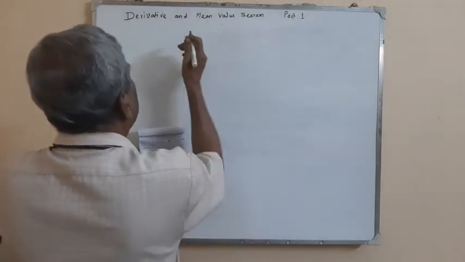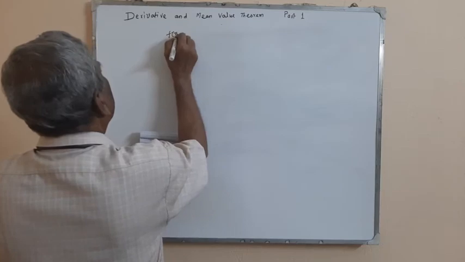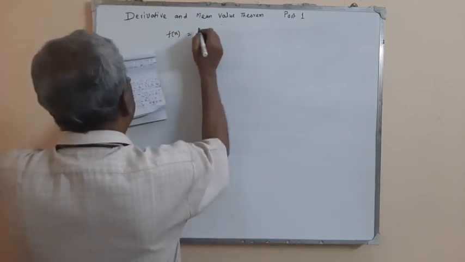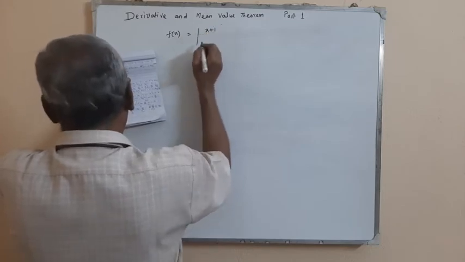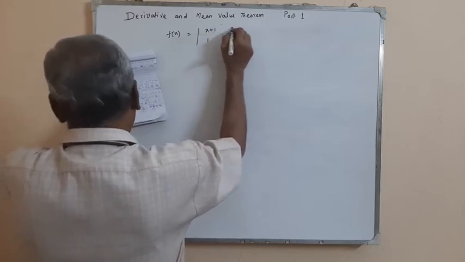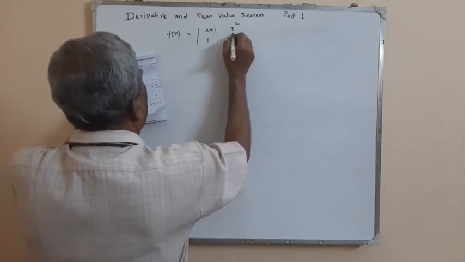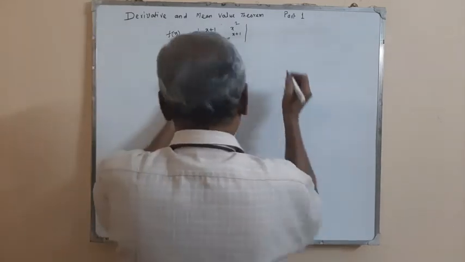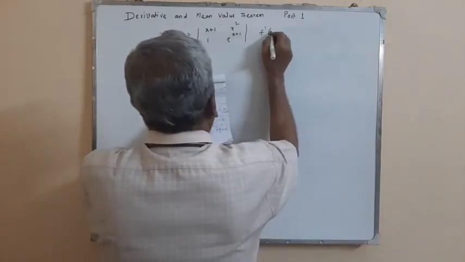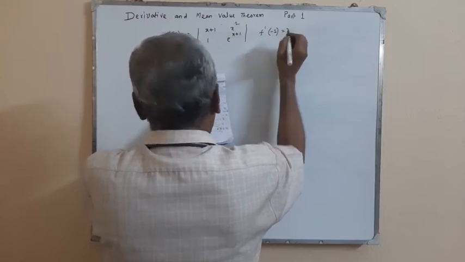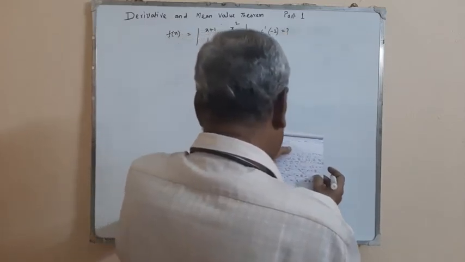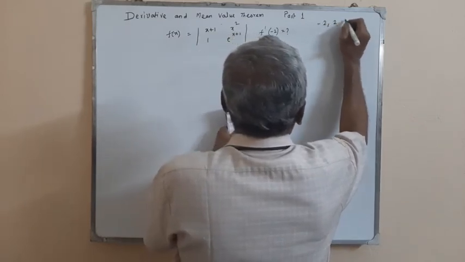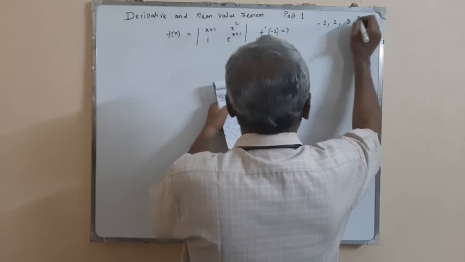Next problem. If f(x) is equal to the determinant of x plus 1, 1, x square, e to the power x plus 1, then f dash minus 2 is, options: minus 2, plus 2, 3, and 4.